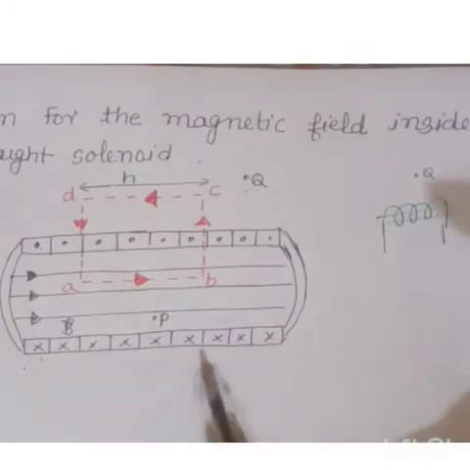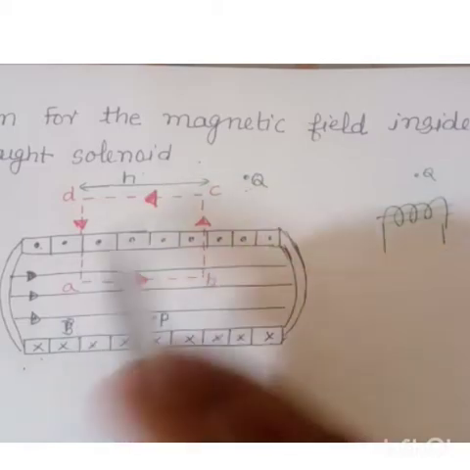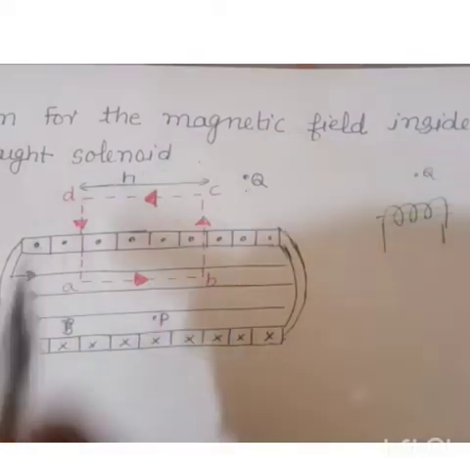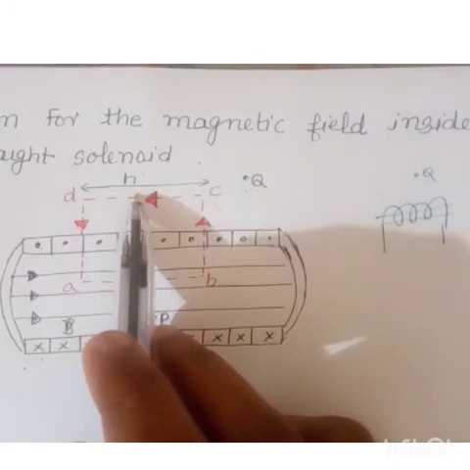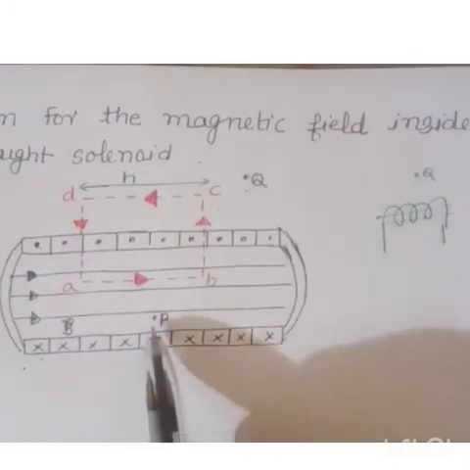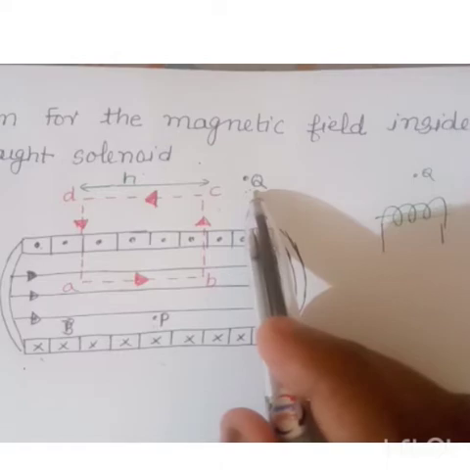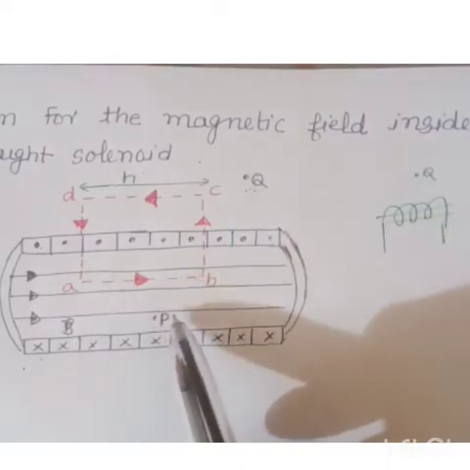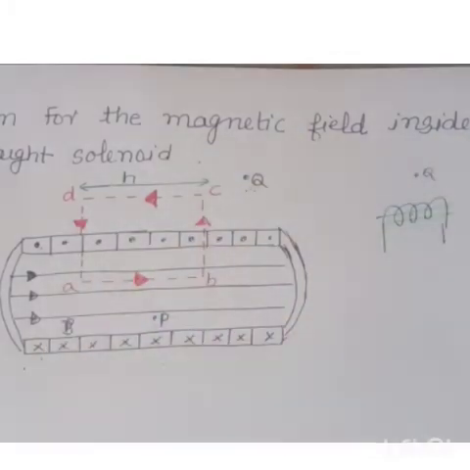Then we have to consider an amperian loop, a rectangular amperian loop ABCD, whose length is h. You also know that we have to consider a point P inside the solenoid. The magnetic field is uniform here, but at the point Q the magnetic field is 0. Then, to determine the magnetic field B at any point inside the solenoid, consider a rectangular loop ABCD.